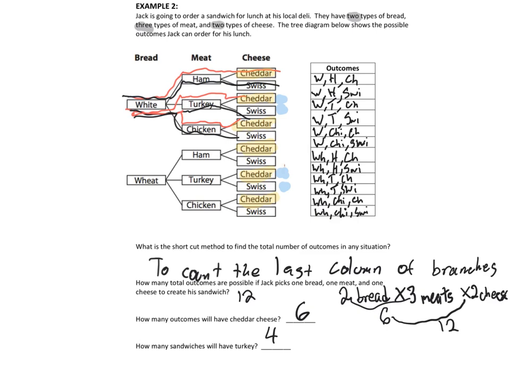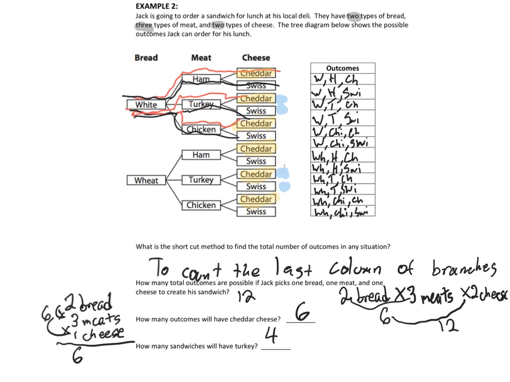The next one we can talk about is how many outcomes will have cheddar cheese. So we have to use those numbers again. There's 2 bread. We times 3 different meats. And we times 1 cheese, because we're only talking about cheddar this time. So 2 times 3 is 6. 6 times 1 is just 6. So the outcome we got here is the same one we got here.